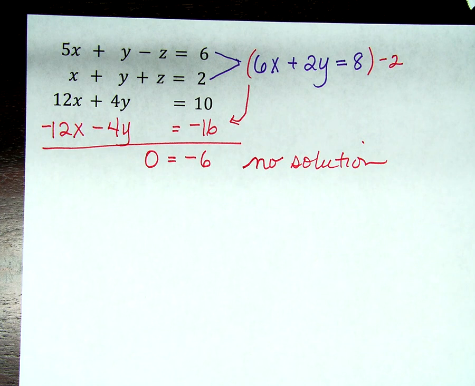If 0 equals negative 6 is a not true statement and that causes a no solution, what would cause infinitely many solutions? If it was a true statement, negative 6 equals negative 6, 0 equals 0. Anything that is a true statement would be an infinitely many solutions.